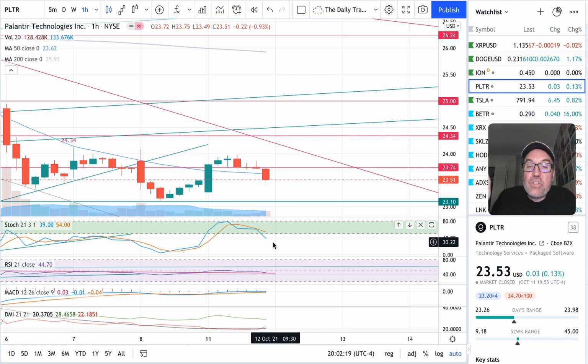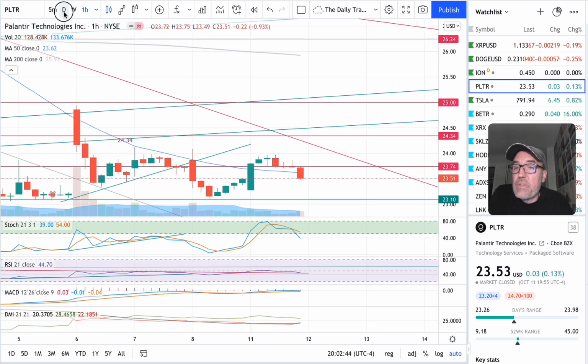Looking at the 1 hour chart is a good education tool for you guys because you can see how the indicators are behaving with the movement of the price. So this is really nice to see the finer details about how the indicators are moving compared to the stock price. Let's go back to the daily chart.